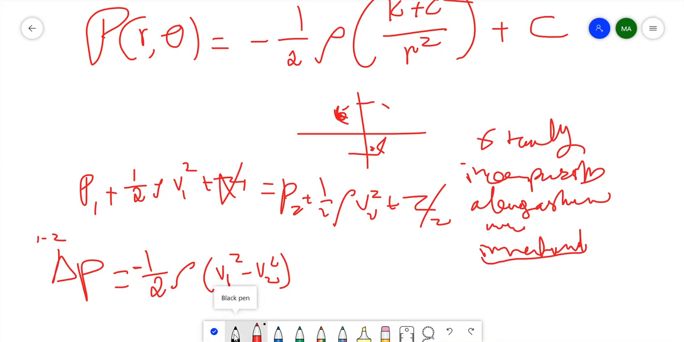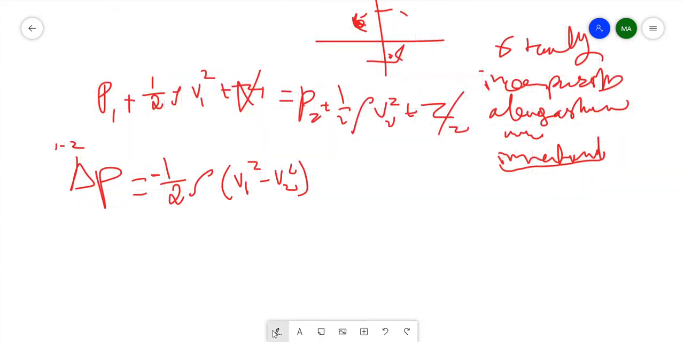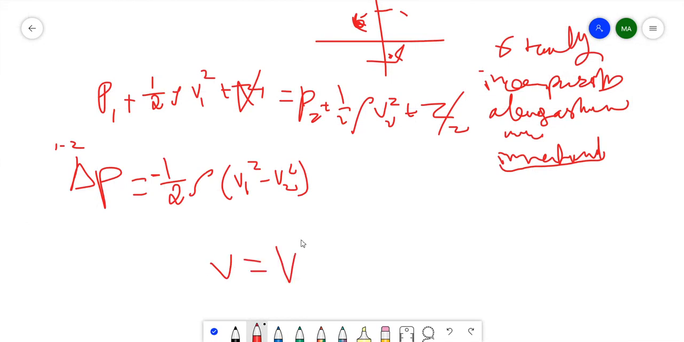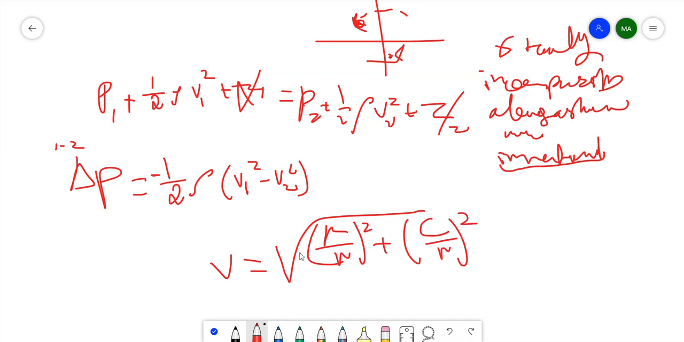So let's put it this way. Our velocity magnitude, or velocity components together, is going to be K over R plus C over R squared, this is the resultant velocity. And then plug it in here.